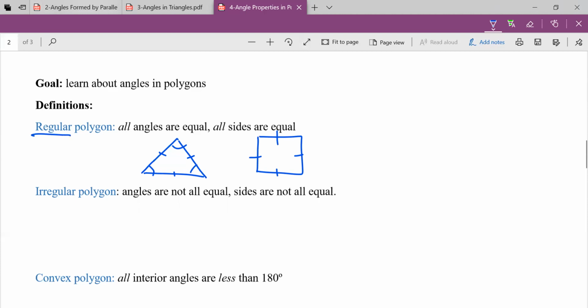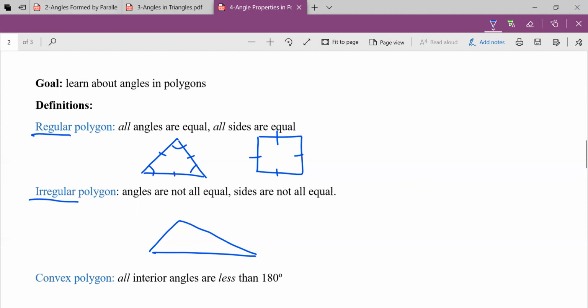Irregular means not all angles and not all sides are equal. So if I go back and think of a triangle, I'm just going to make some crazy scalene triangle like that. Now nothing's equal in there. So that's an irregular polygon, when not everything is congruent or the same. All right, that's an easy definition to know, right?